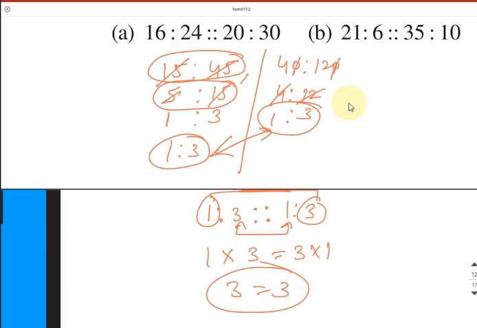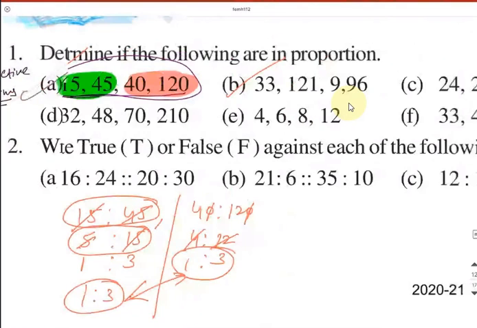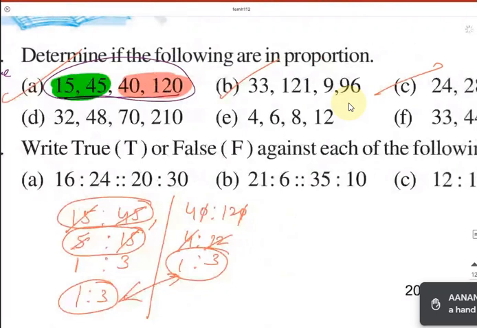Yes, these four are in what? They are in proportion. Similarly, we will perform for B part, C part, D, E, F part.